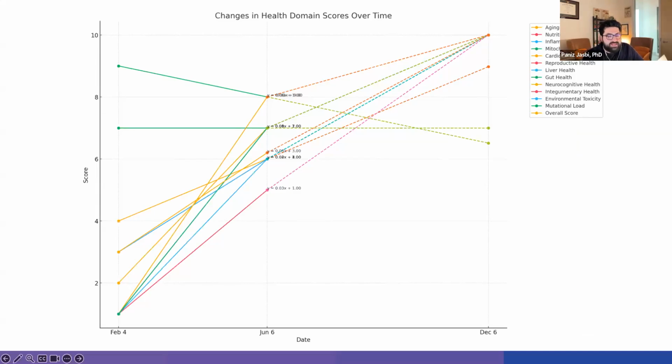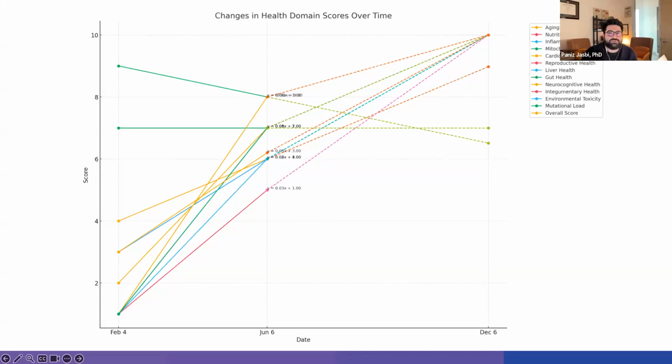And what we're showing is that there are actually 5 factors that are underlying her improved health trajectory. So this is her February 4th testing instance. At June 6th, we saw significant improvements. And then we postulate that December 6th, where she's scheduled to retest, we will have many scores be a perfect 10. We should see some of her scores no lower than really a 7, right? 7 will be her lowest score.